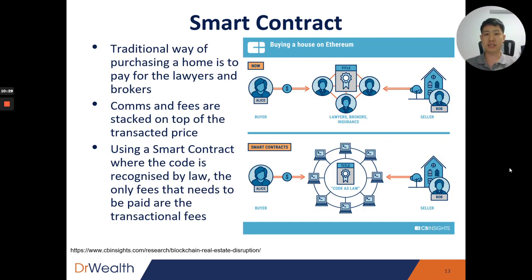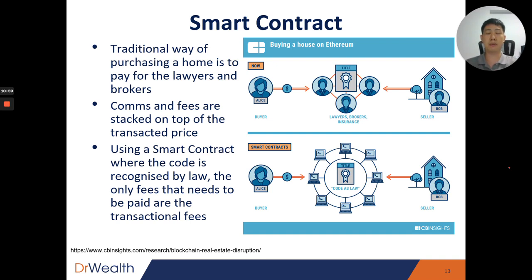So how does the smart contract work in our modern world? One of it could be changing the ways we buy properties. The traditional way of purchasing a home is to pay for lawyers and brokers in between, called property agents here in Singapore. And sometimes we need to pay for insurance as well based on the property that we buy. And as such, the commissions and fees are stacked on top of the transaction price.